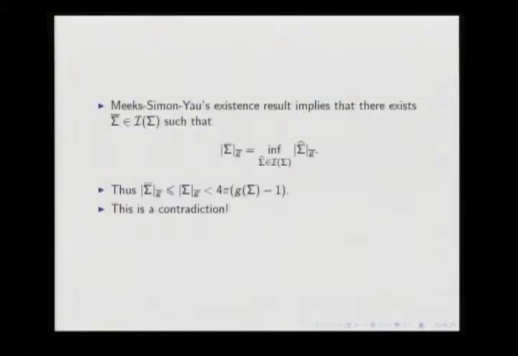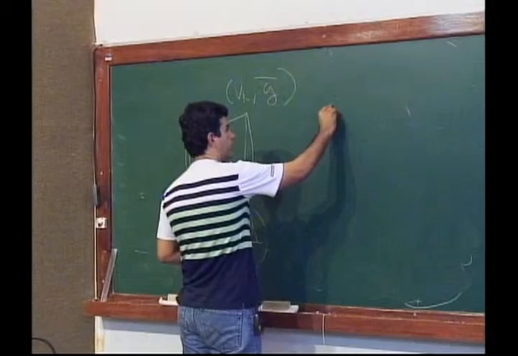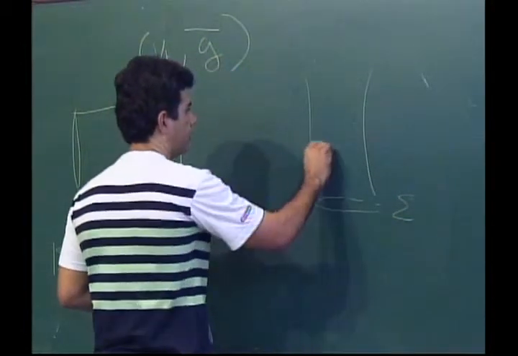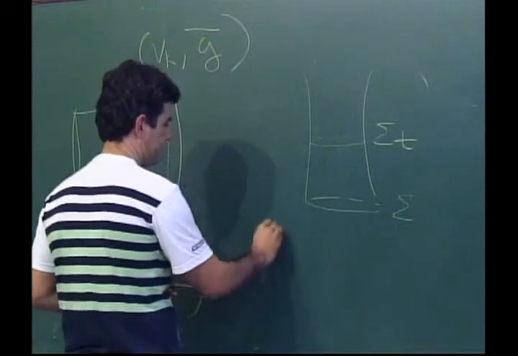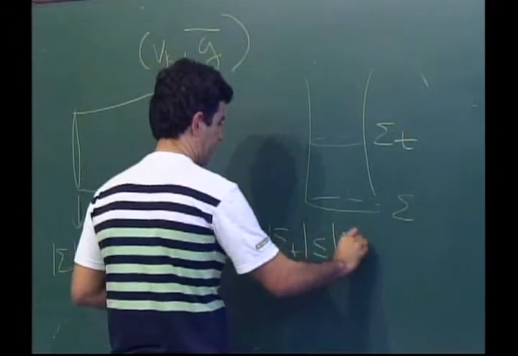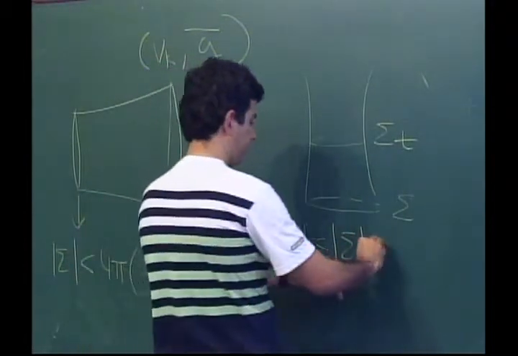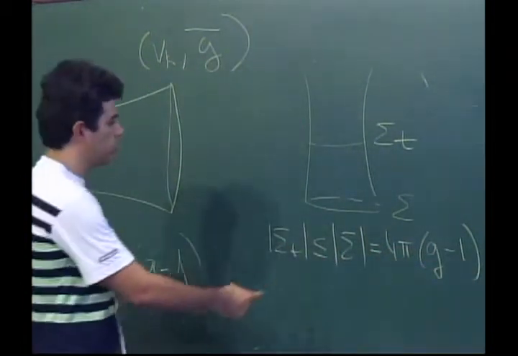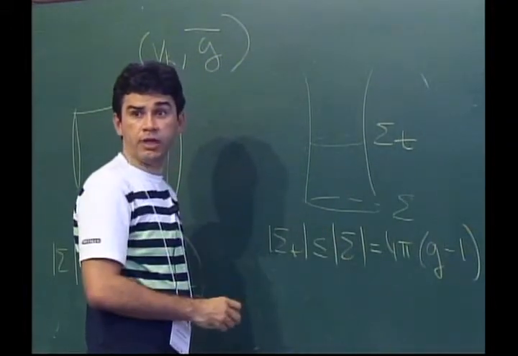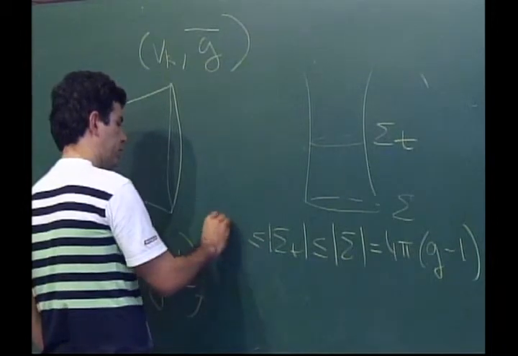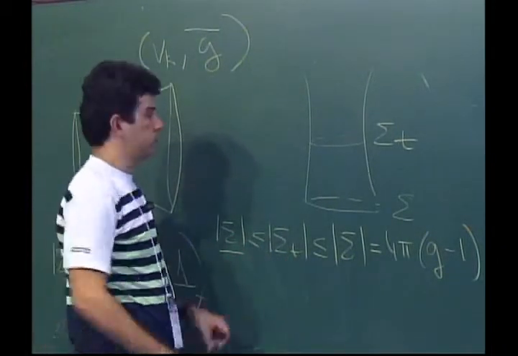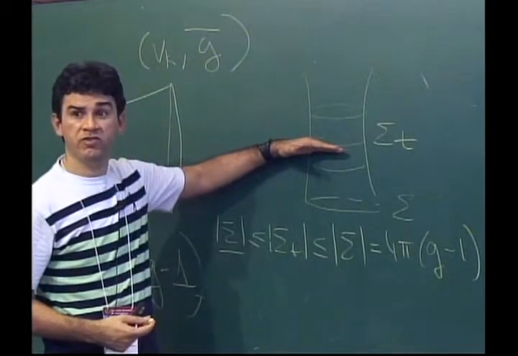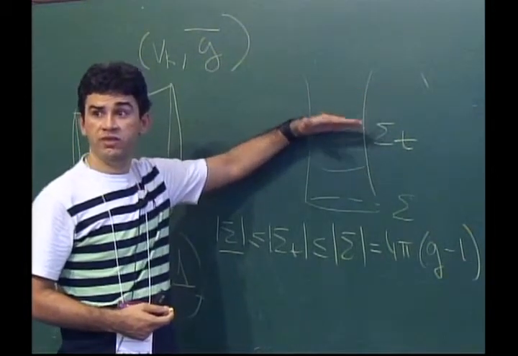Here we have our surface, and along the CMC surface, the area is less than or equal to the area of sigma. Since we are supposing that the surface is locally area minimizing, this area is also greater than or equal to the area of sigma. So from this, we get infinitesimal rigidity over all slices of the family.